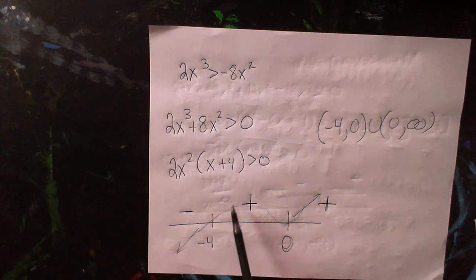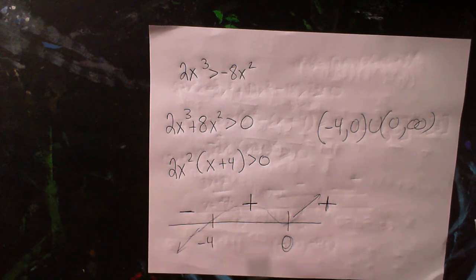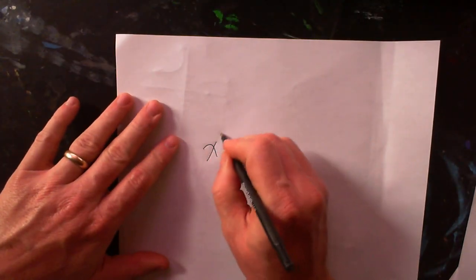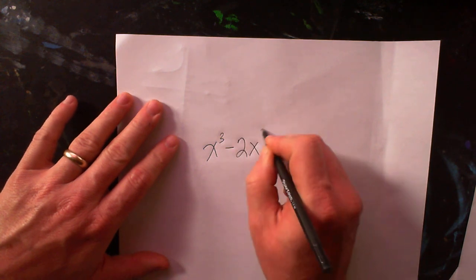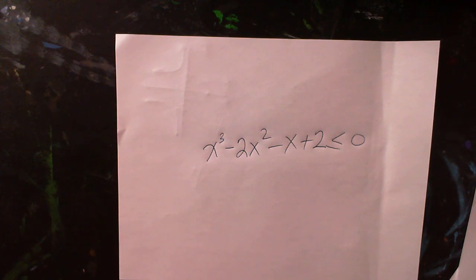So, like I said, you always have to check the actual points that are your zeros, and just make sure that something strange doesn't happen, and that happened in the last two cases. Alright, let's do one more. We've got number 11 here. That's going to be x cubed minus 2x squared minus x plus 2 is less than or equal to 0.